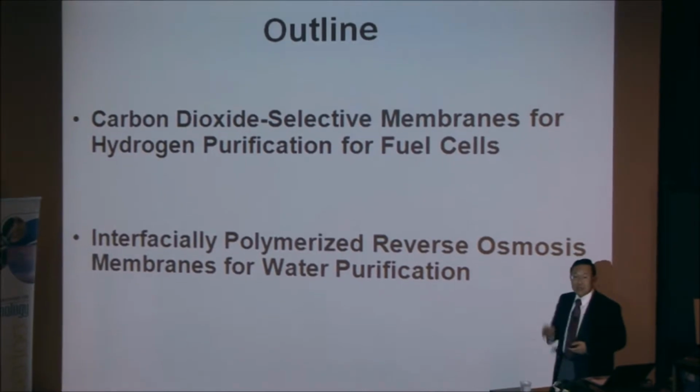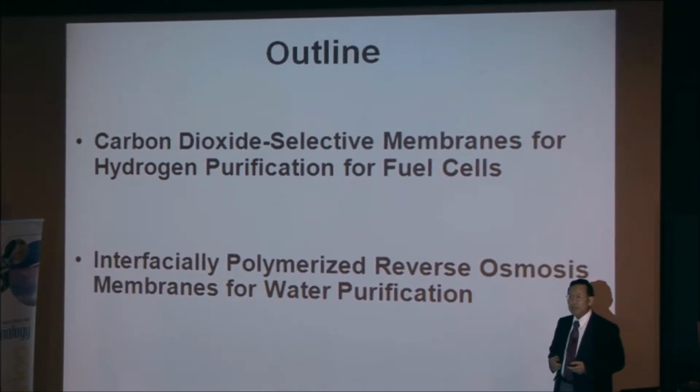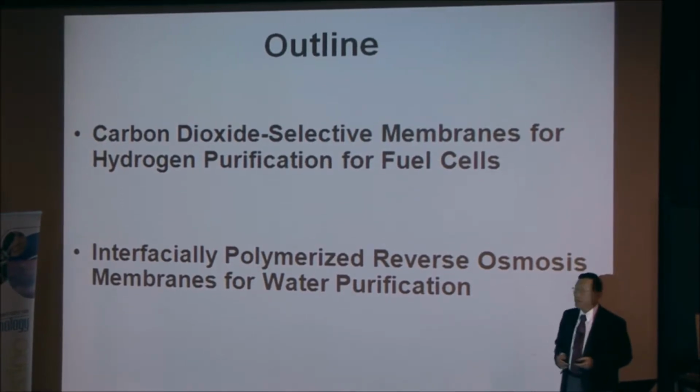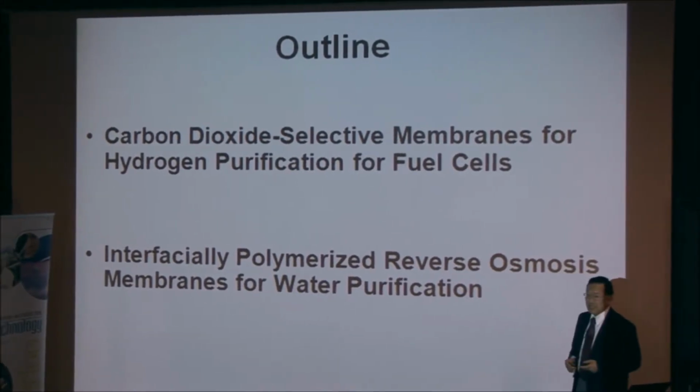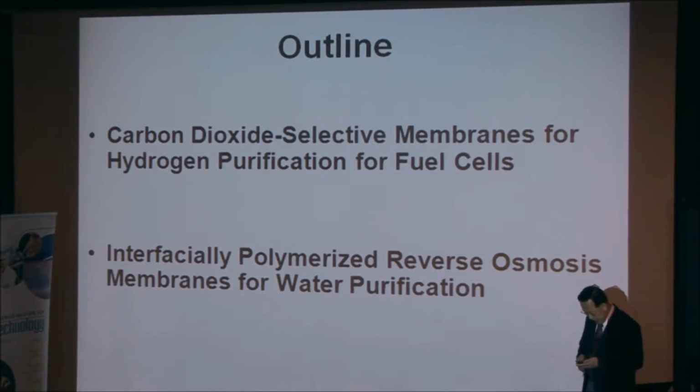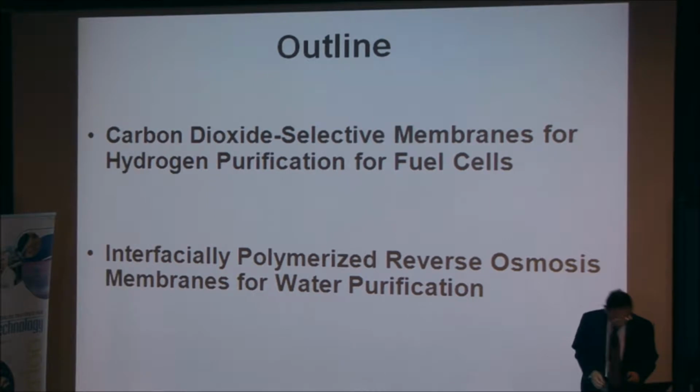I will talk about two types of membrane today. One is carbon dioxide selective membrane for hydrogen purification for fuel cell, and then I also will cover the interfacially polymerized reverse osmosis membrane for water purification.